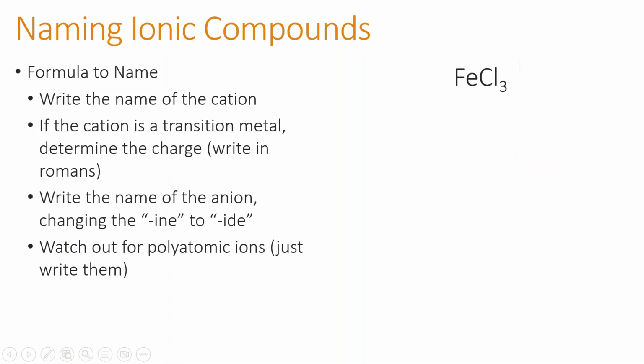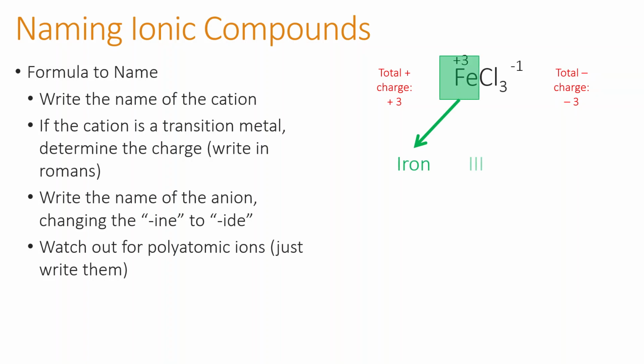So iron is a transition metal that we don't know the charge of, but I do know the charge on chloride is going to be -1. There's 3 of them, so that gives me a total negative charge of -3. So my positive charge has to be +3. There's only 1 iron, so the charge of that 1 iron would have to be +3. So this would be iron 3 chloride.